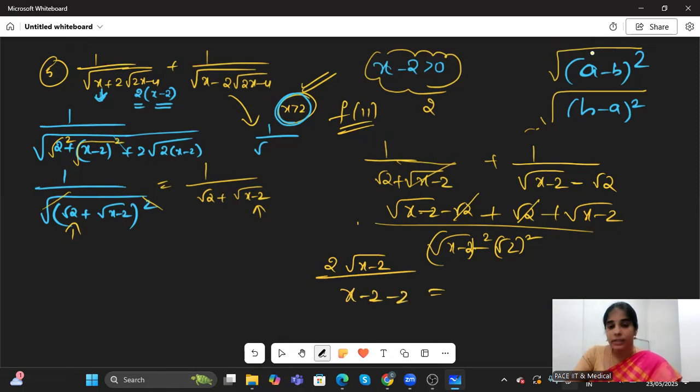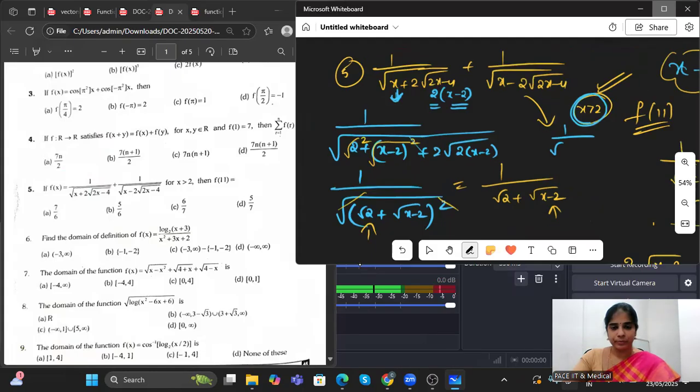That is just to substitute f of 11, in the sense x is replaced by 11. So 2 times under root 11 minus 2, which is root 9, that is 3, upon 11 minus 4. 11 minus 4, that is 7. Perfect. So 6 upon 7 will be your final answer there, right?